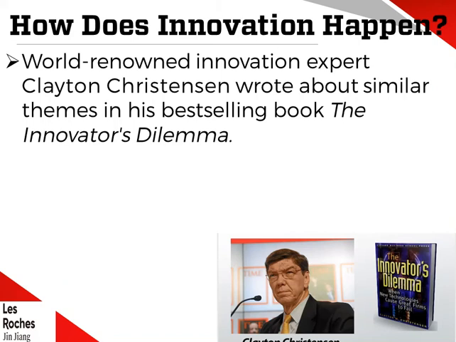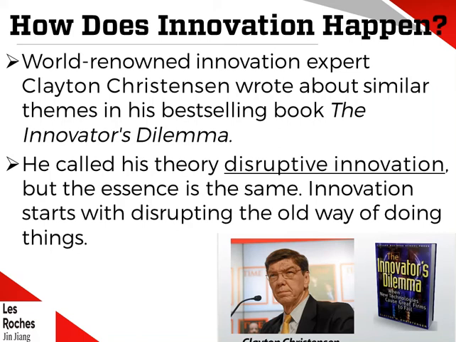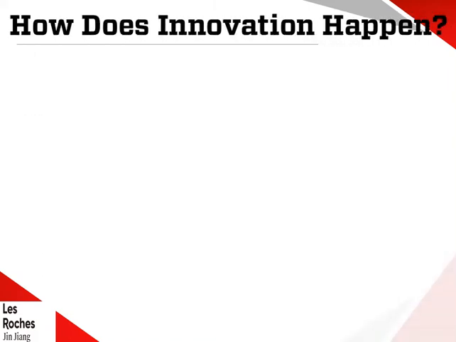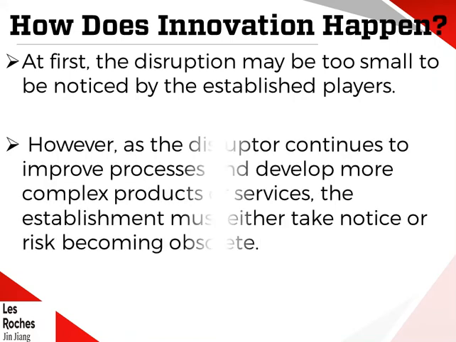So the world-renowned innovation expert Clayton Christensen wrote about a similar theme in his best-selling book The Innovator's Dilemma, right? He called this his theory of disruptive innovation, but the essence is the same. Innovation starts with disrupting the old way of doing things, right? At first the disruptions may be too small to be noticed by the established players. However, as the disruptor continues to improve processes and develop more complex products or services, the establishments must either take notice or risk becoming obsolete.